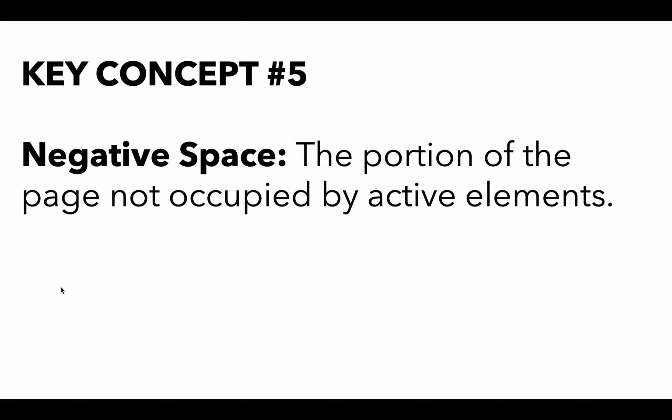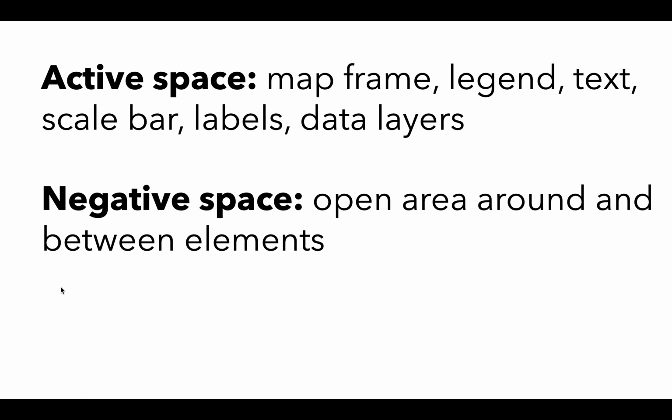So the fifth and final concept when making your map layout is the idea of negative space. Negative space is really the portion of the page that's not occupied by your active elements. You think about your active elements, your active spaces in your map, those being the map frame in which you bring in your GIS analysis and symbolization, then your map elements, the legend, the text, the scale bar, labels, data visualizations, all those other pieces that you bring into your map to support the main symbolization. And then the negative space is the open areas around and between elements.